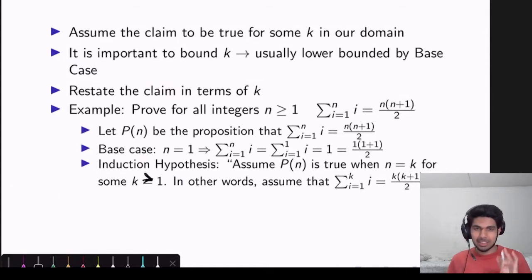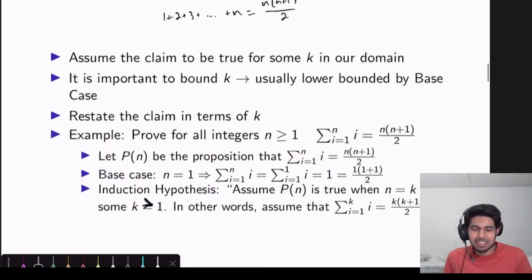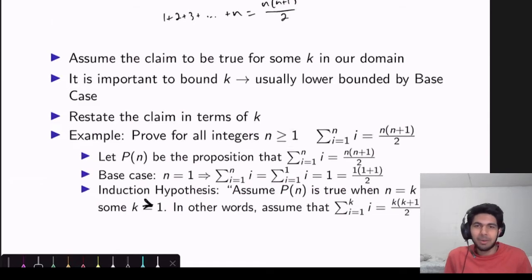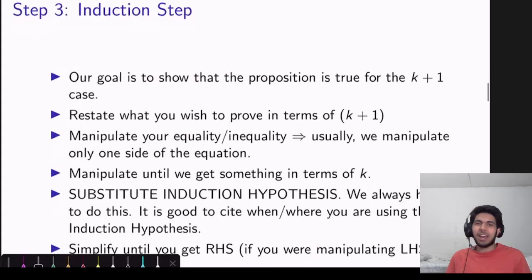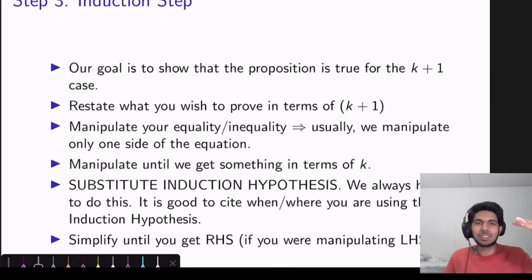So that's step 2. Next is step 3, and you might be like, we haven't even done any math yet. I mean, we did a little bit in the base case, and then in the induction hypothesis, we just assumed something to be true. Where's the math? Well, that's the induction step. So our goal is to show that the proposition is true for the k plus 1 case. Remember, k was our random domino, and we want to show that the next domino happens to be true. We want to show that the toppling occurs.